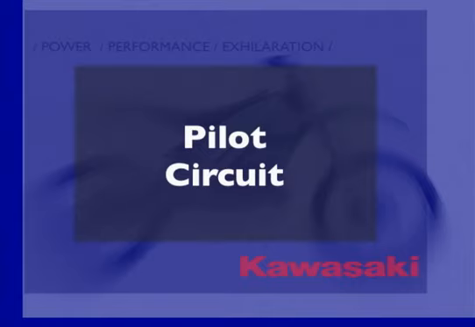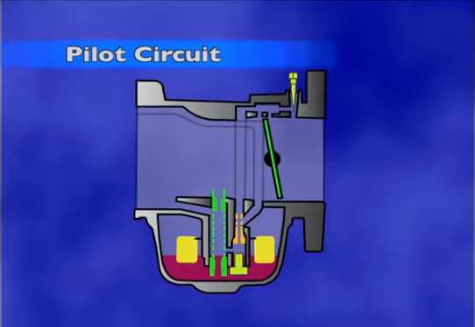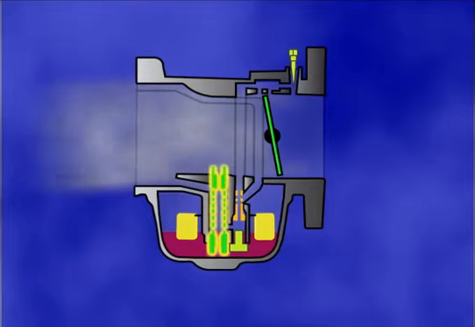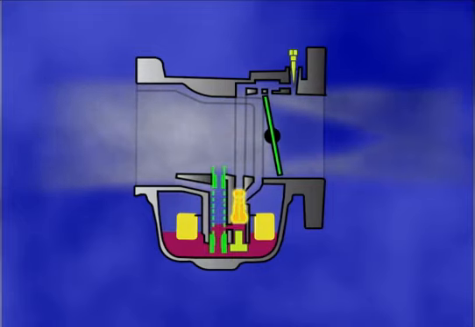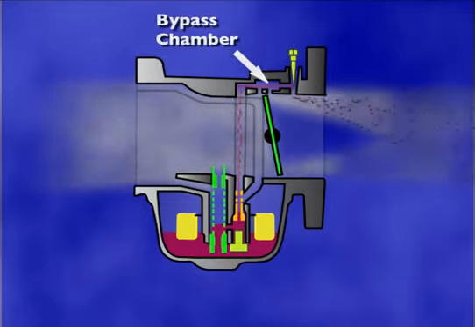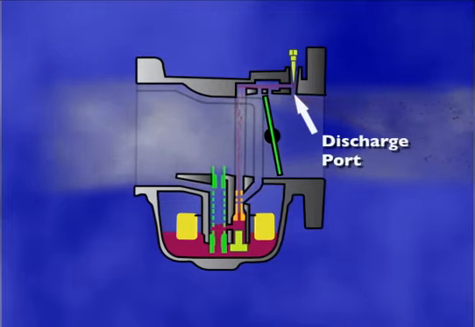The pilot circuit meters fuel from idle to intermediate throttle opening. Air for the pilot circuit enters through the air bleed passageway on the inlet side of the venturi. On some models, air is also metered by the pilot screw. The fuel is drawn through the main jet to the pilot jet. The pilot jet meters and mixes the fuel with air in the air bleed tube. The resulting air-fuel mixture passes through a drilled passage in the carburetor body. The air-fuel mixture then enters the bypass chamber and travels to the pilot discharge port.